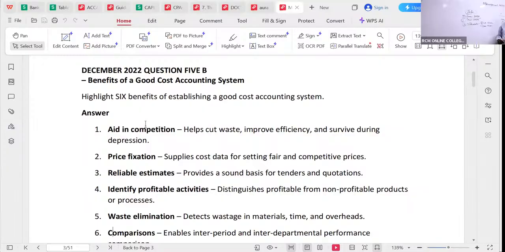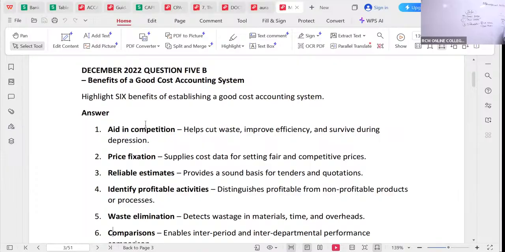But like Brookside, their revenues went down by over 50%, because other regions said, no, don't even bring this milk here. All right. So this is the concept of management accounting. We need to get systems which are going to ensure that we are cost leaders. Number 2, if we have a cost accounting system, price fixation will never be an issue. It supplies cost data for setting fair and competitive prices. Reliable estimates, because of the concept of budgeting and the setting up of quotations.